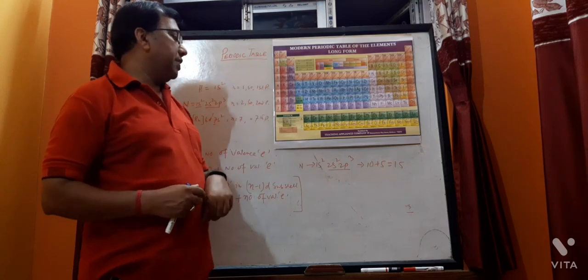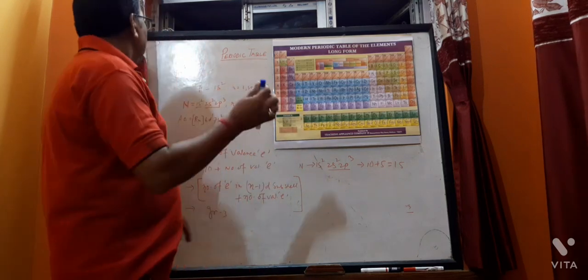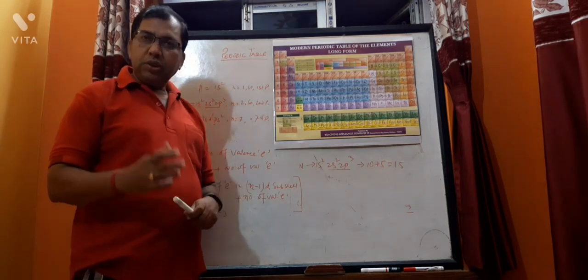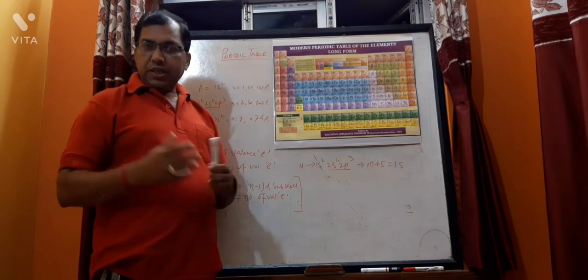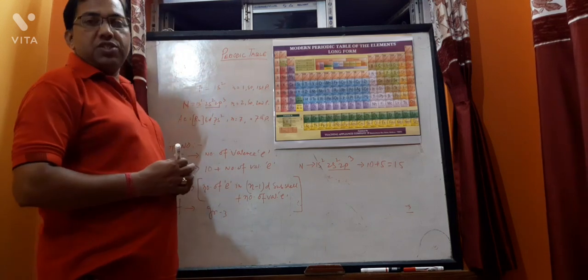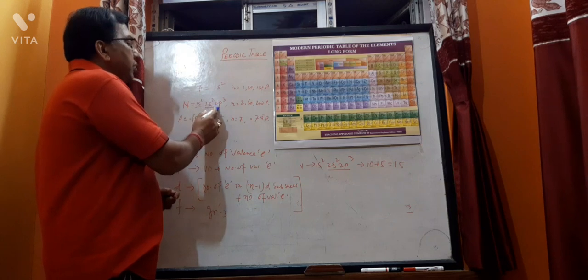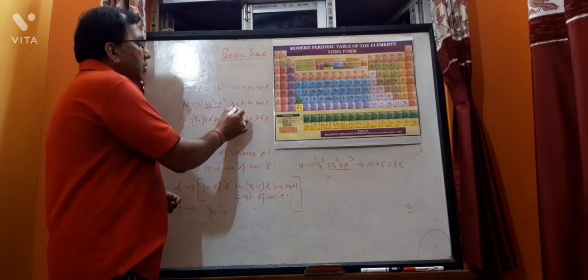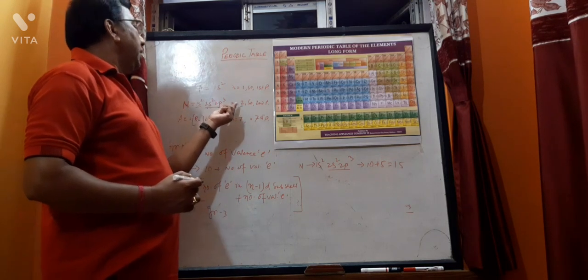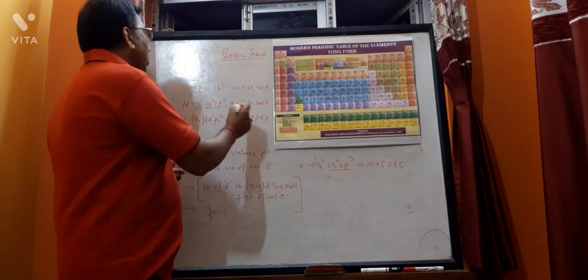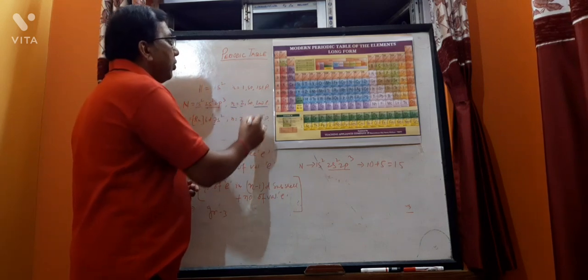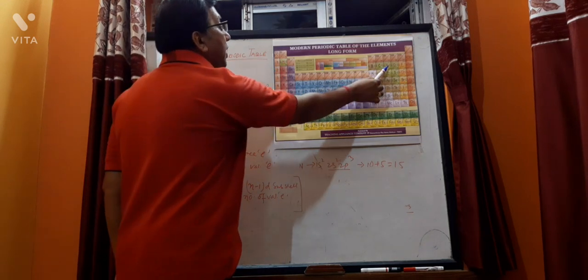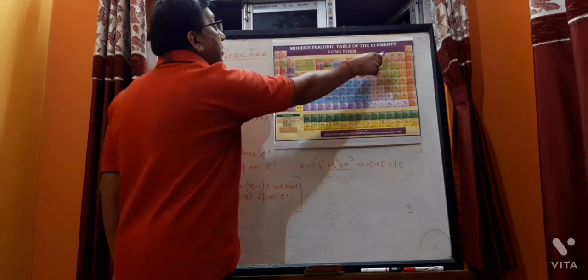So first I will give an example. Suppose nitrogen. Nitrogen's electronic configuration you all know from yesterday's chapter, the atomic structure: 1s2, 2s2, 2p3. The highest value of n is what? 2. The n value is 2. So what does the value of n give? It gives the period number. So nitrogen is in the second period. See here, the second period is nitrogen. Okay.